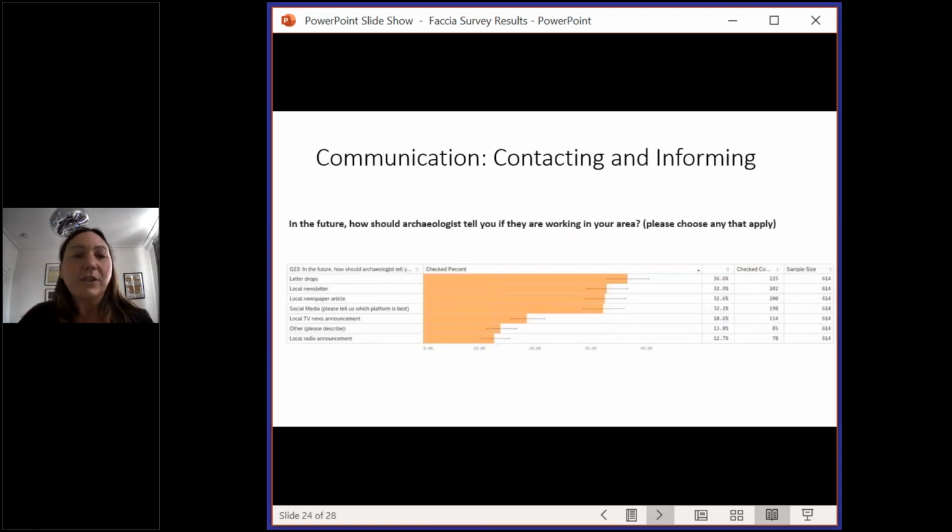And when we asked how people wanted to be contacted and informed if we're in the area, if they'd like to participate with or interact with our work, if we're near them, the number one response, which surprised me a little bit, was letter drops. And also the local newspaper, or a local newsletter and a local newspaper article. Social media was also a decent response. And really what this might reflect is we still have a respondent population that's skewed to a slightly older population. So maybe social media is something that a younger group would target more frequently.